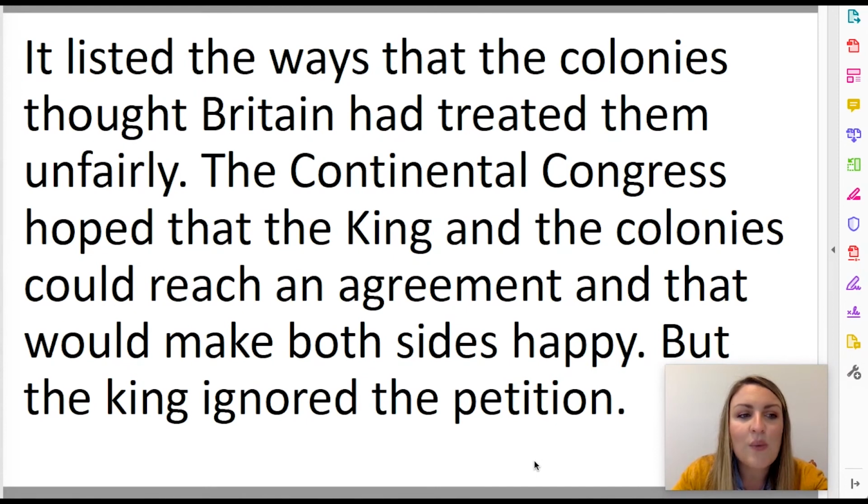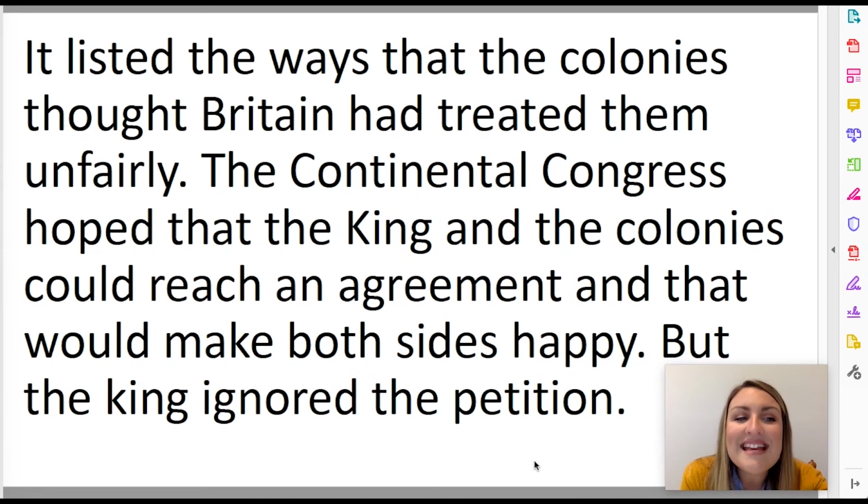It listed the ways that the colonies thought Britain had treated them unfairly. The Continental Congress hoped that the king and the colonies could reach an agreement that would make both sides happy. But the king ignored the petition.